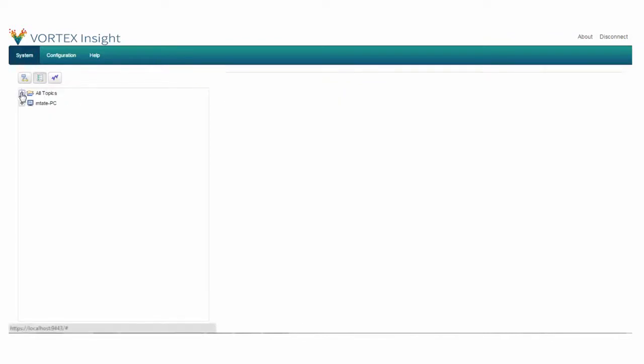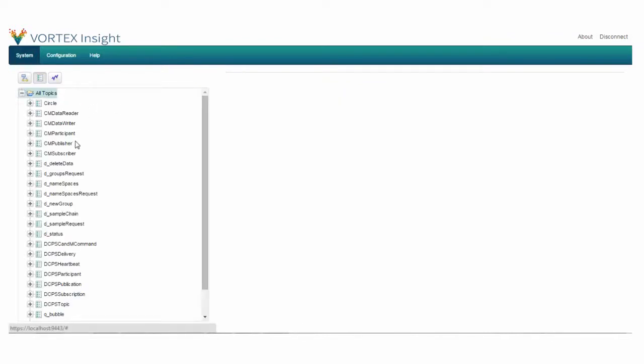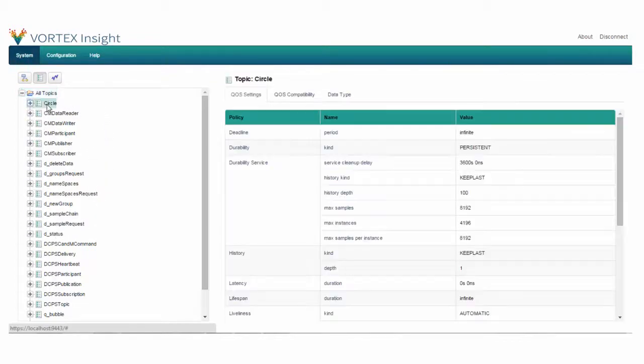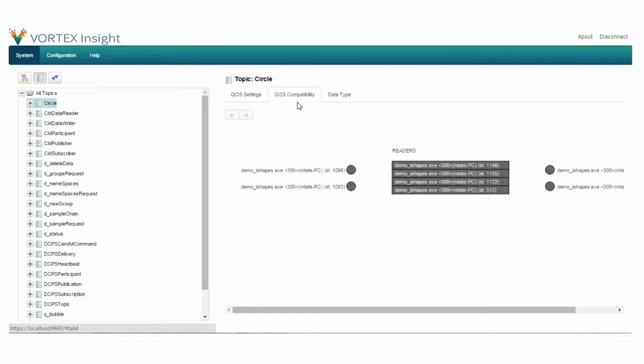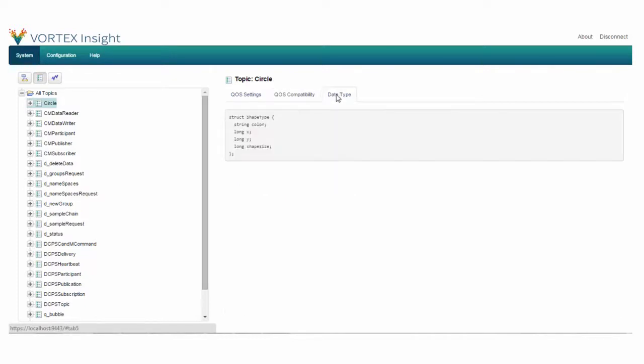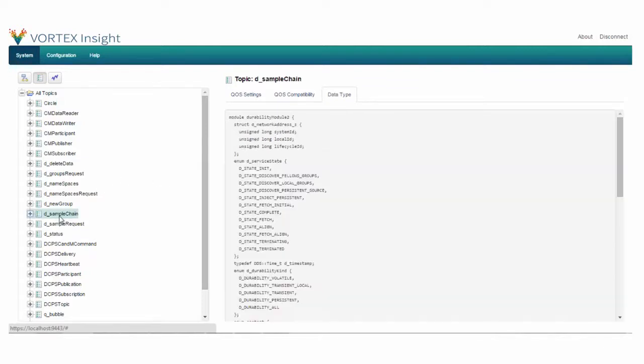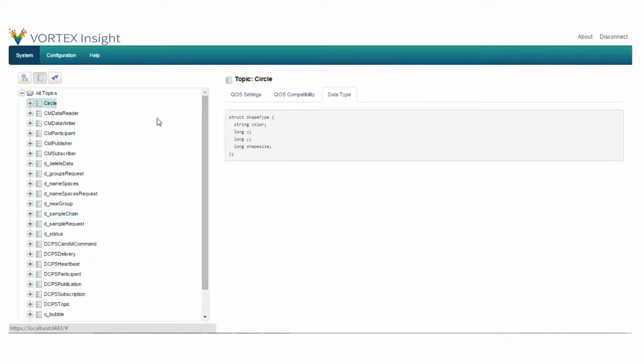The topic view allows us to browse all information about topics currently registered into a domain. Clicking on a specific topic provides us with information such as QoS settings about a topic, a QoS compatibility graph highlighting connectivity between readers and writers operating on that topic, as well as the type description of the kind of data being exchanged on that topic. Let's come back to the QoS compatibility graph for a second.